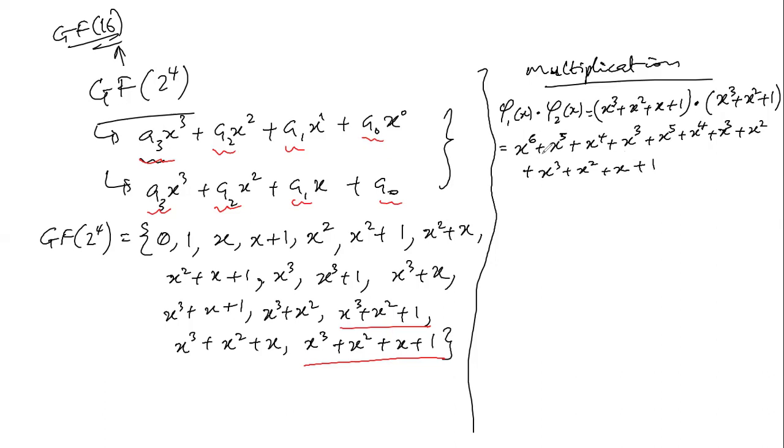So now we want to collect like terms, right? This will be the same as x to the power of 6 plus, we have two of these, x to the power of 5 plus x to the power of 5. Then we have two of these, plus x to the power of 4 plus x to the power of 4. Then we have three of these, plus x cubed, x cubed, x cubed. Then for the square, just two of it, plus x squared, and plus x plus 1.